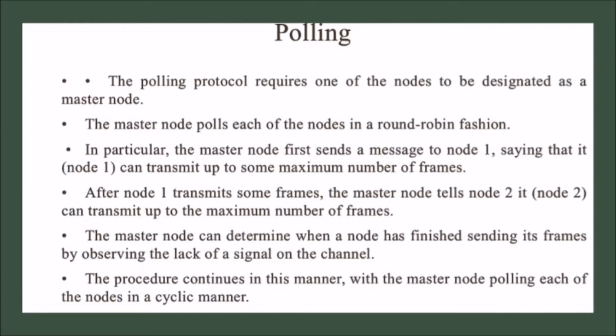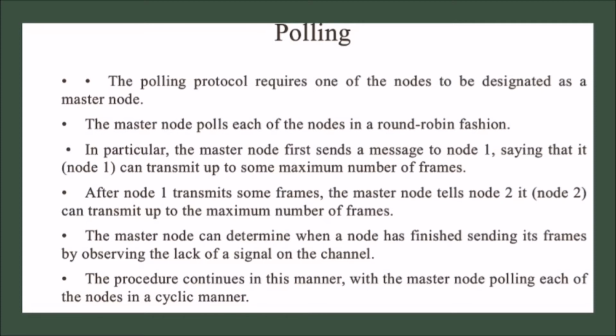In operating systems we studied the round robin scheduling algorithm. In that algorithm some time quantum is allowed to each process, but here it is the node, not the process. Some maximum number of frames can be sent by one particular node, then its turn is over and it gives the chance to the second node. This is how round robin works. The master node first sends a message to node 1 that it can transmit up to some maximum number of frames.